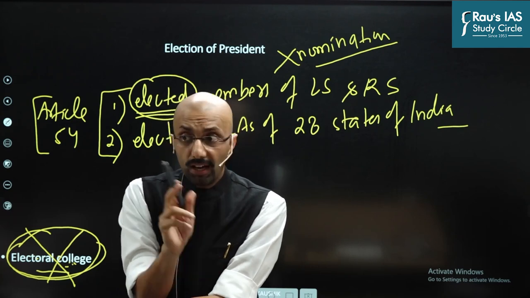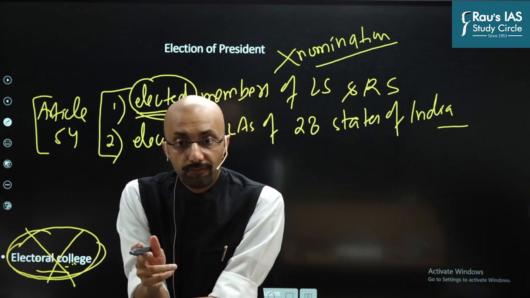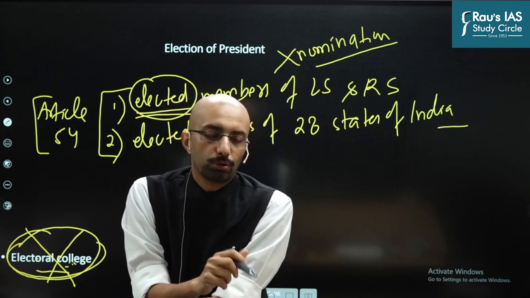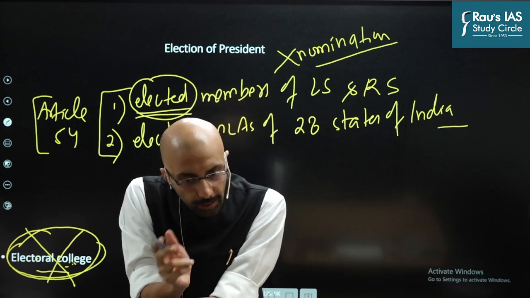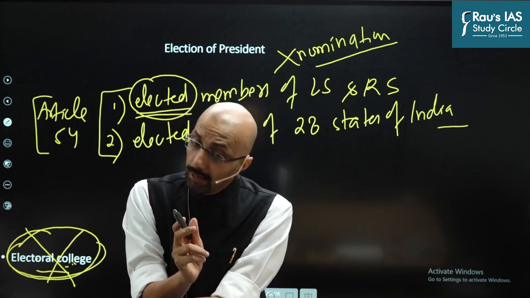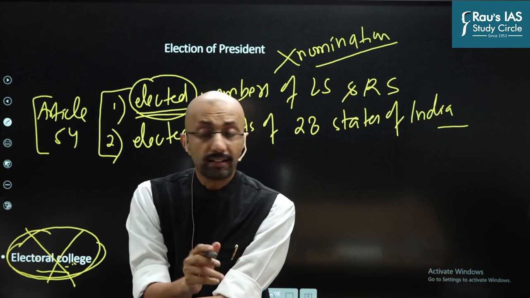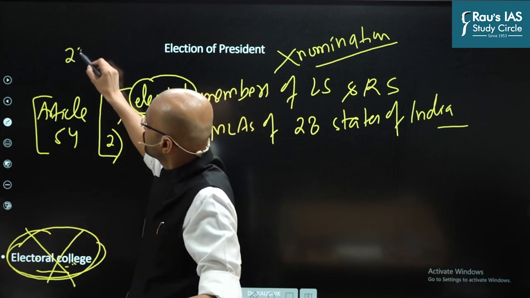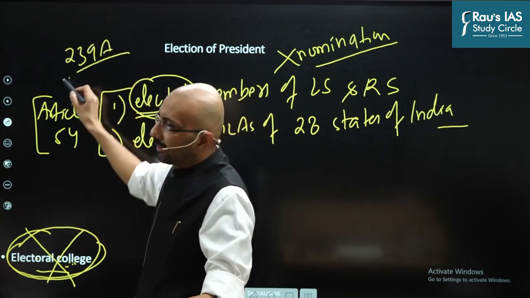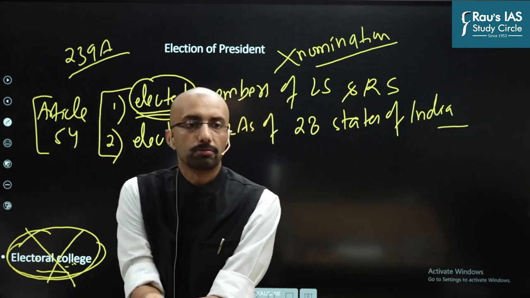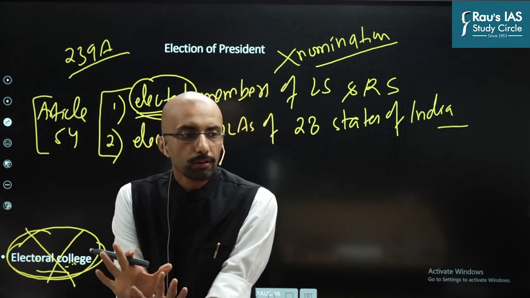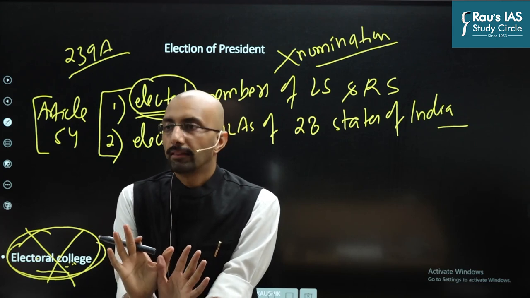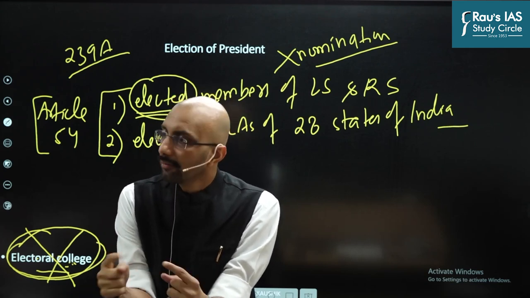Now, UTs could not have Vidhan Sabhas. Only who could have? States could have. So then what will the parliament do? It will amend the constitution and add a special article, Article 239A, which says that the parliament by law may provide legislatures even for union territories. And that is how many UTs got their Vidhan Sabhas.